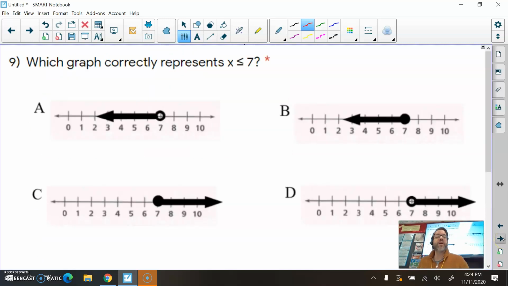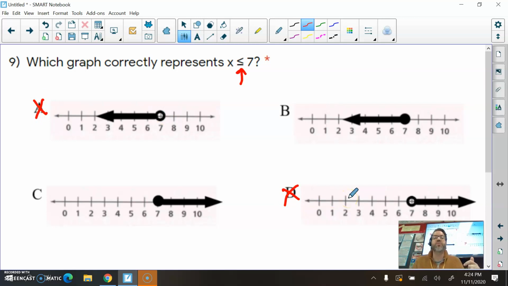Okay. Number 9, which graph correctly represents x is less than or equal to 7? This time it does have the equal to as part of the symbol. So we need a closed circle. So I know it's not A, that has an open circle. I know it's not D, that has an open circle. It has to be B or C.